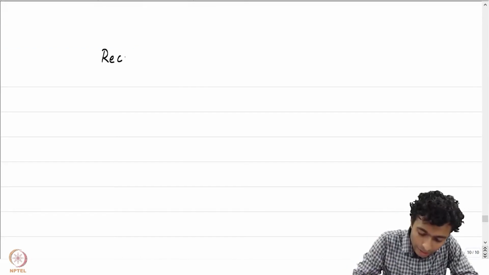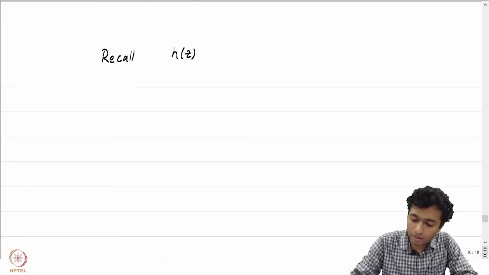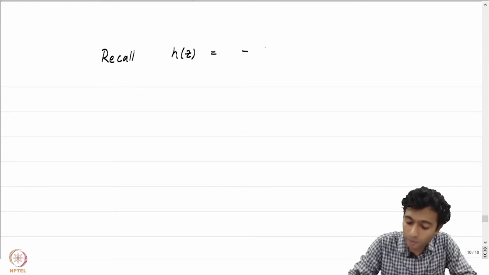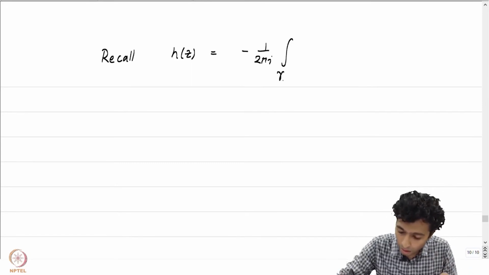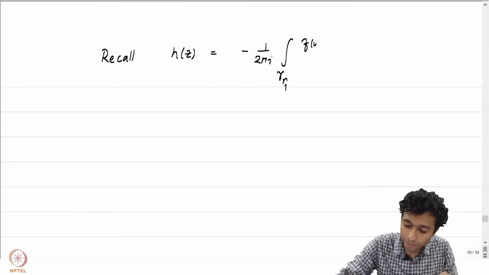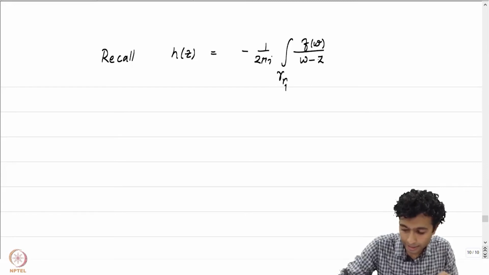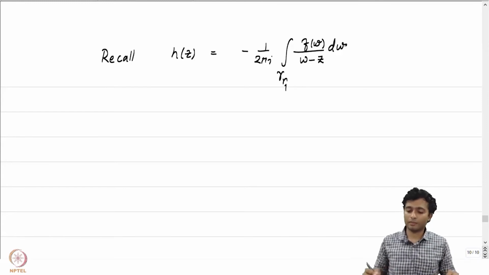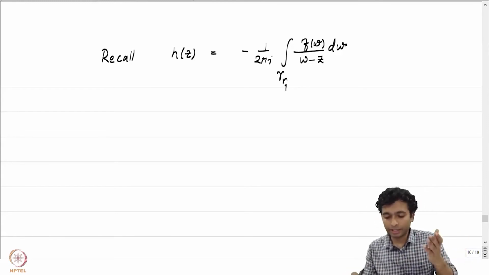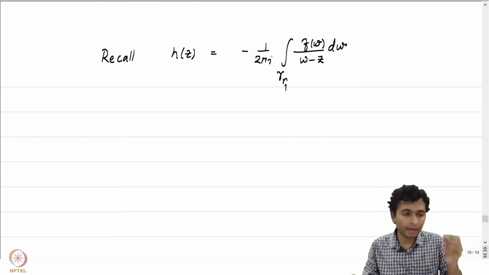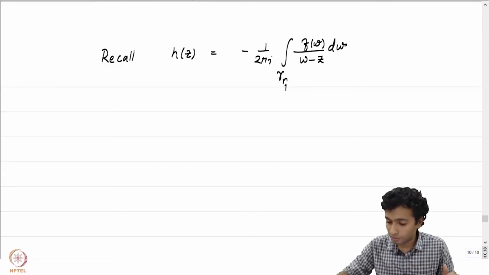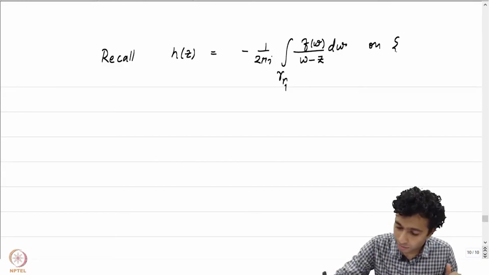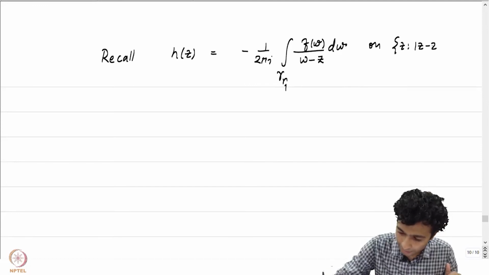Recall that h of z is defined to be minus 1 by 2 pi i, the integral over gamma r1 of f of w by w minus z dw, where r1 is such that mod z minus z0 is greater than r1, and r1 is between capital R1 and capital R2. So that's precisely what our h was. So this is defined on the set of all z such that mod z minus z0 is greater than r1.